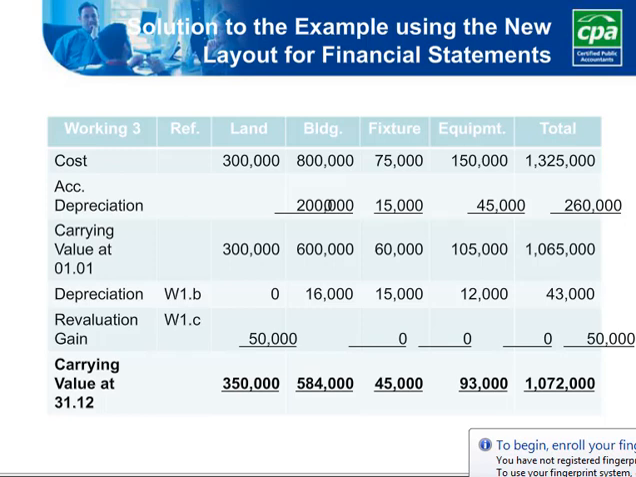From that we subtract the depreciation which we previously calculated in working 1.B, and we add our revaluation gain from working 1.C of 50,000, giving us our closing carrying value for land at the 31st of December of 350,000, building being 584,000, fixtures closing carrying value 45,000, equipment 93,000, and the overall total for property, plant and equipment, which will go directly on the face of the statement of financial position, being 1,072,000 for the year.